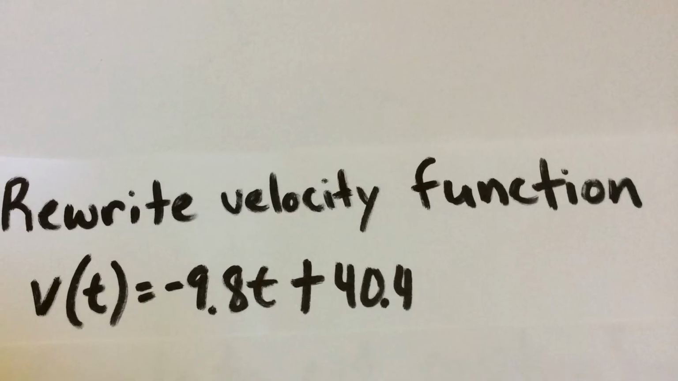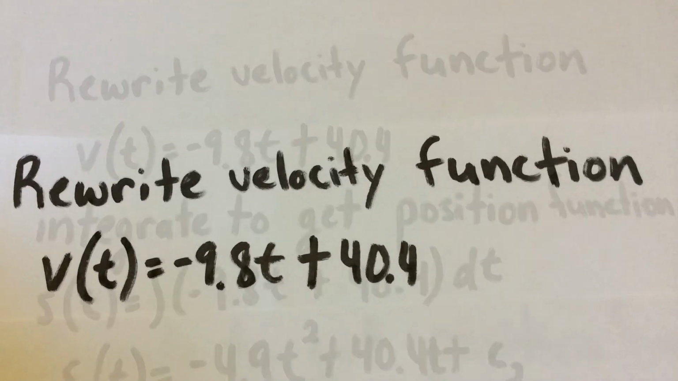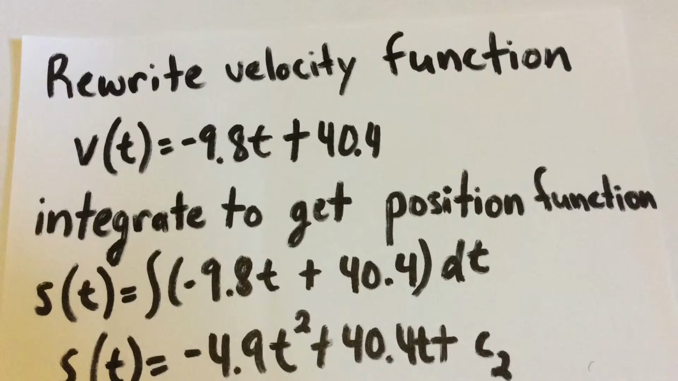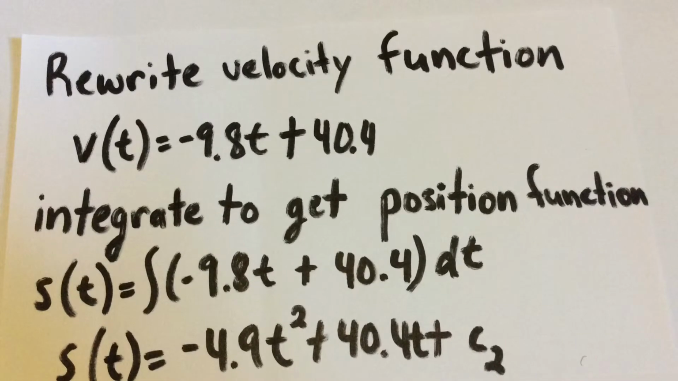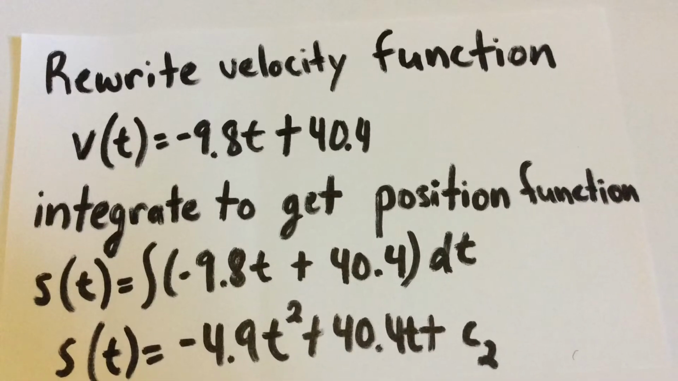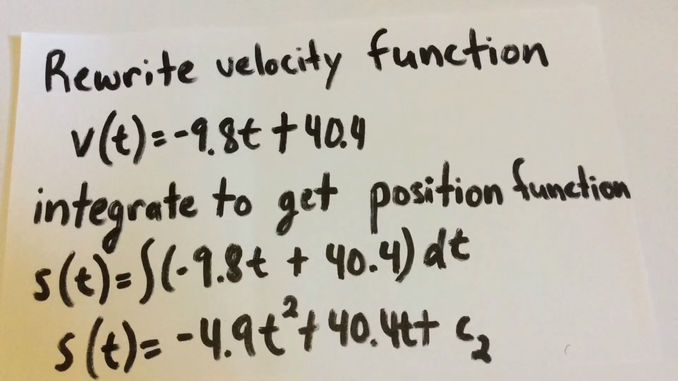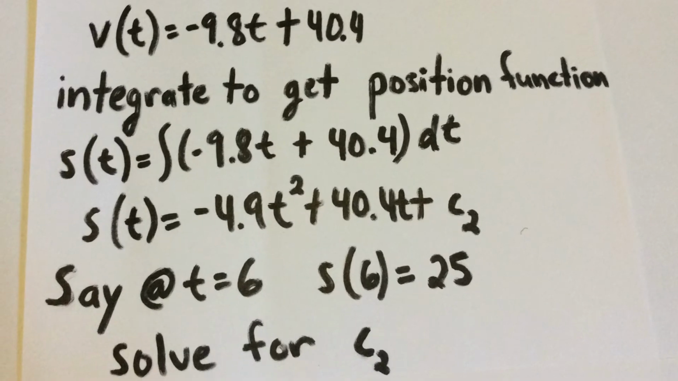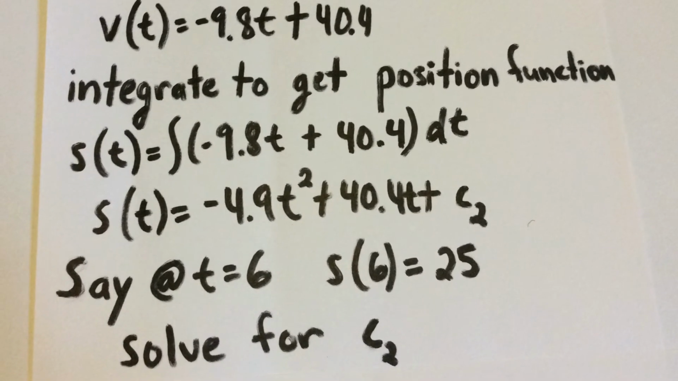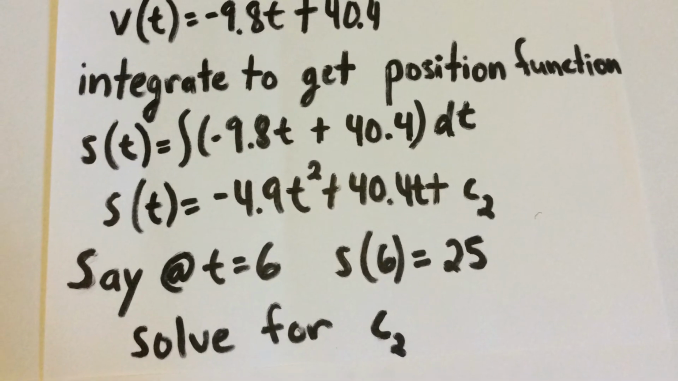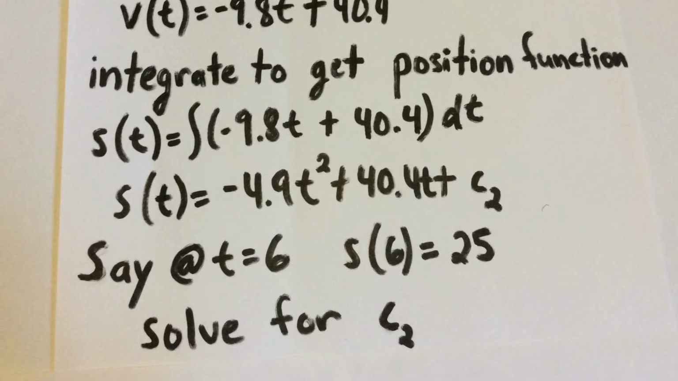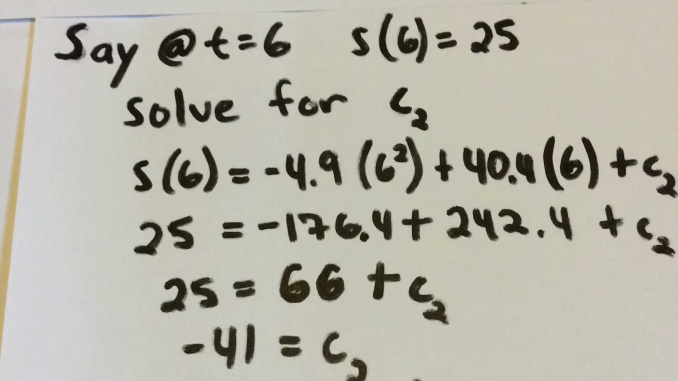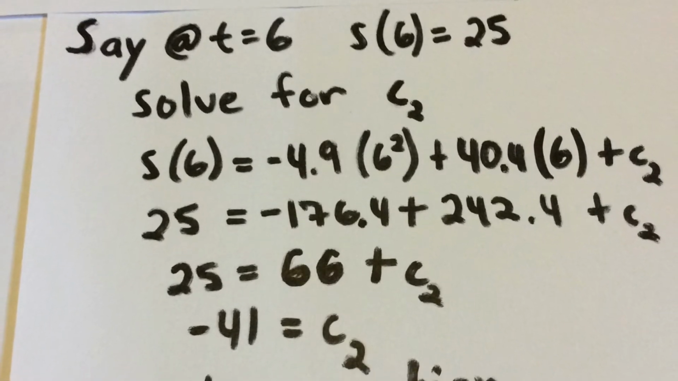Okay, so we have the velocity function, but we need to know position. So what do we do? We integrate it. We get s(t) equals negative 4.9t squared plus 40.4t plus c2. You may have guessed it, but this c2 that we're looking for is the initial position. And with given information, like this, at t equals 6, s(6) is 25. So we solve for the initial position. And by doing so, when you plug in what we have, you get negative 41 for c2.